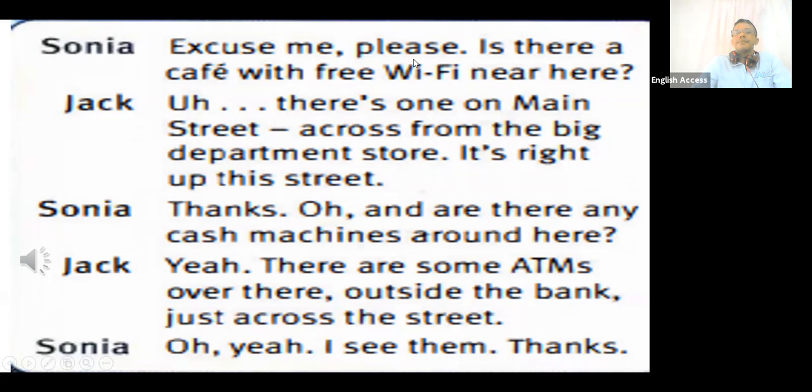Excuse me, please. Is there a cafe with free Wi-Fi near here? There's one on Main Street, across from the big department store. It's right up this street. Thanks. Oh, and are there any cash machines around here? Yeah, there are some ATMs over there, outside the bank, just across the street. Oh, yeah, I see them.